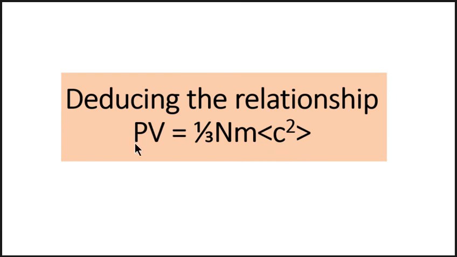Okay, where P is still our pressure and V is the volume, and N here is the number of molecules, while M is the mass of the substance, and C is speed. Meanwhile, this symbol simply means mean speed, and because we are having it raised to power 2, it becomes mean speed square. I'm going to explain this more as we go on in the course of the lesson.